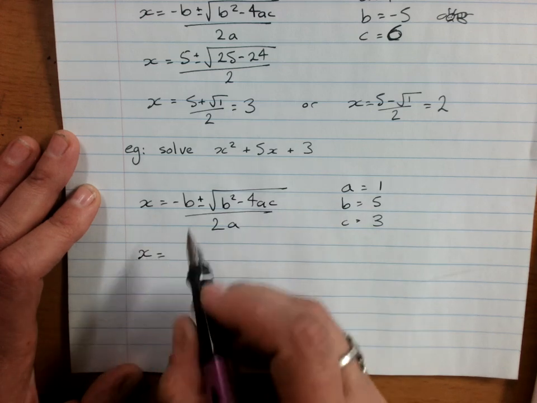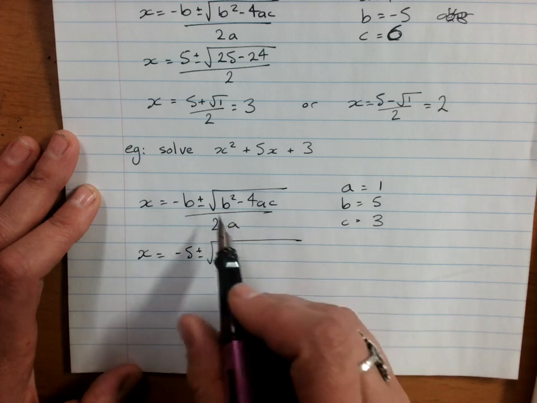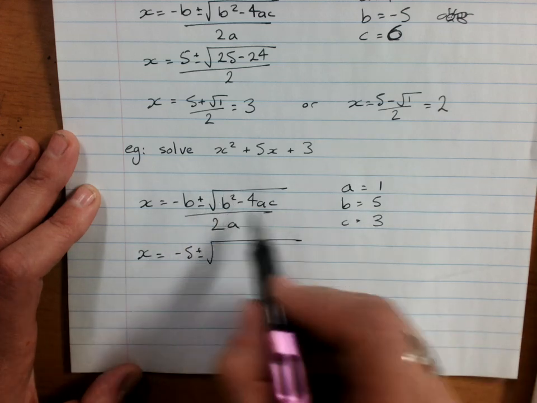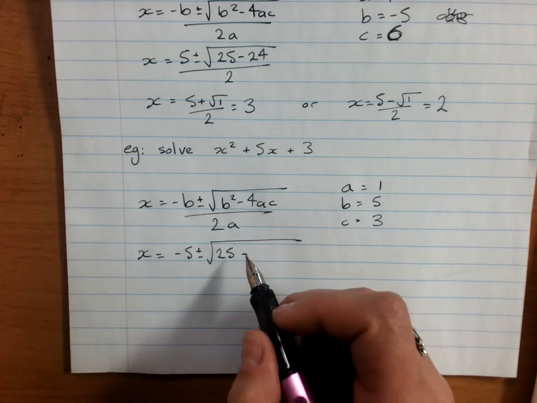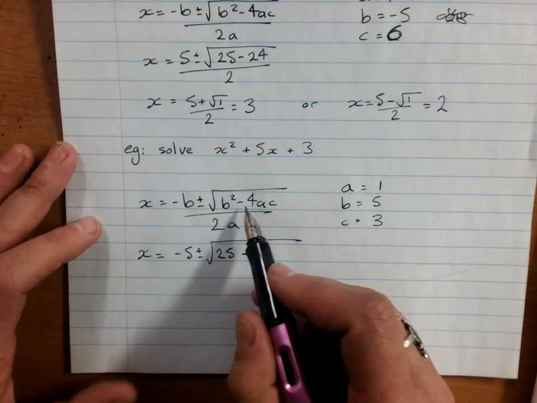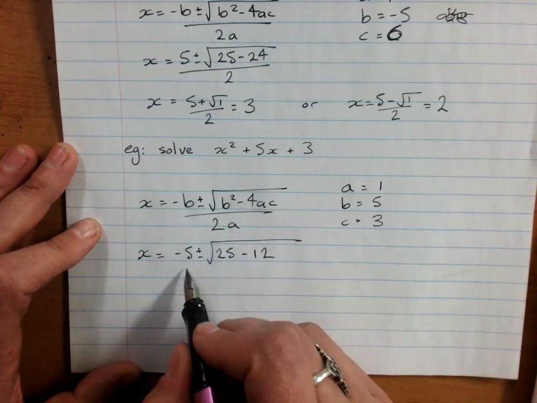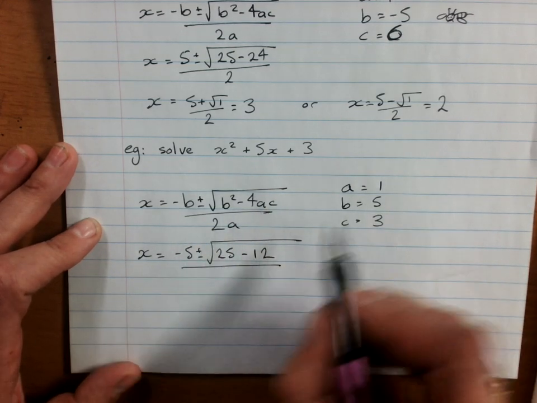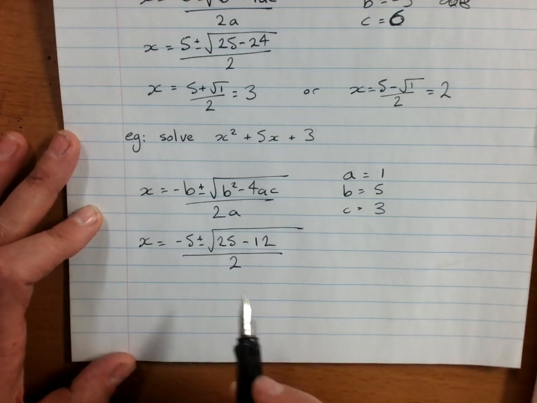Substitute in your values. Now, at this point, of course, b squared is a nice easy 25. You can just start doing your maths. 4 times 1 times 3, that's minus 12, over 2 times 1 is 2. Simplify as far as we can go.